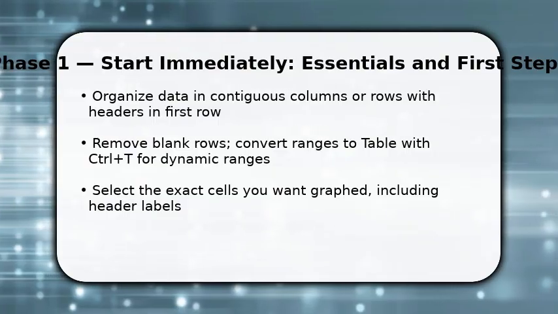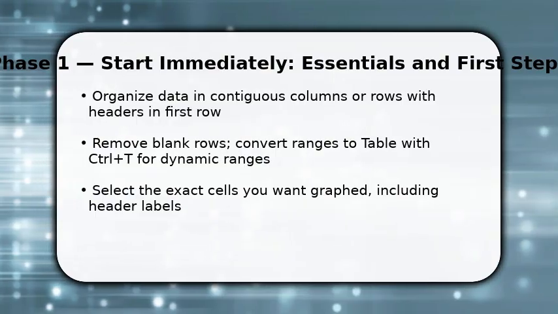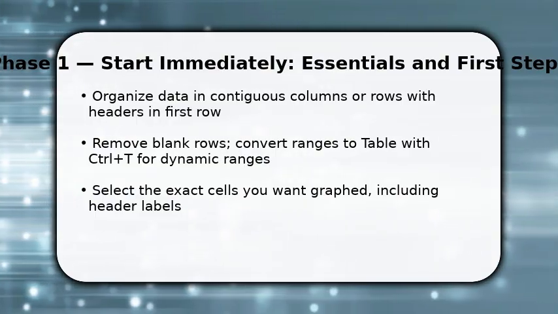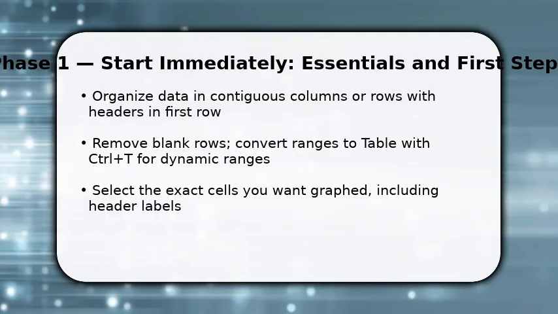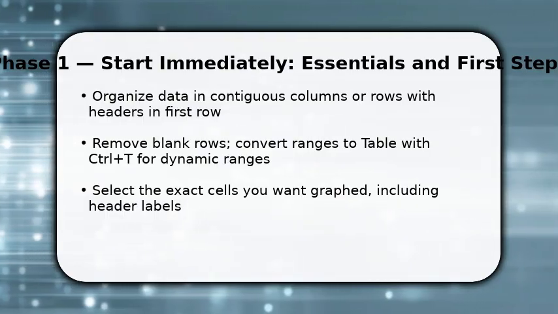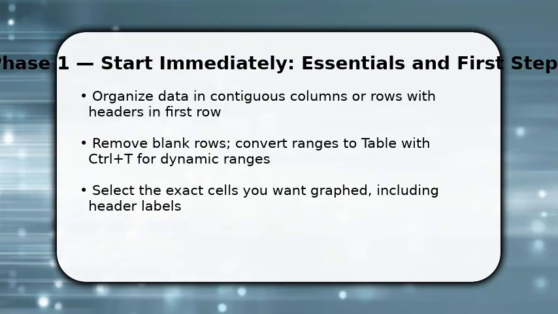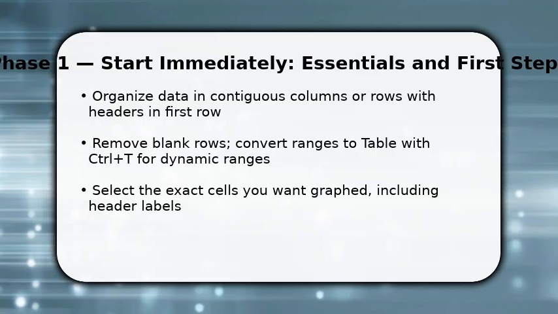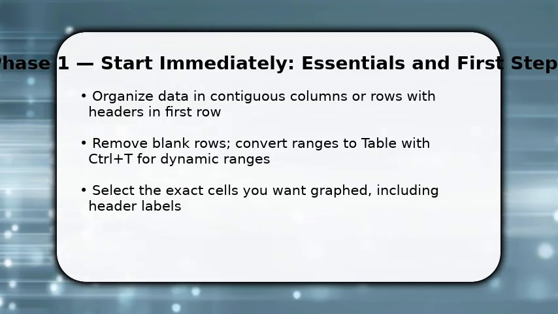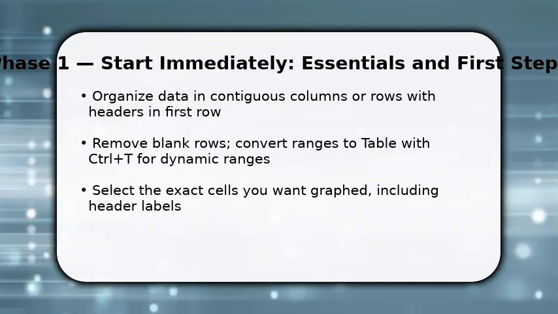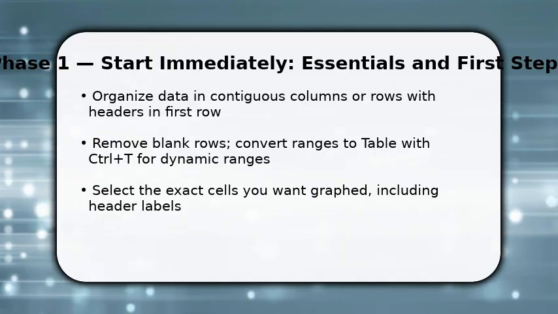You start by confirming your data is tidy and contiguous, then select the exact cells for the graph. Make sure headers are in the top row so Excel treats them as labels. Once done, convert the range to a table with Ctrl+T if you want dynamic updates. You do this now because charts reference headers and ranges. Without that, Excel may misassign axes.